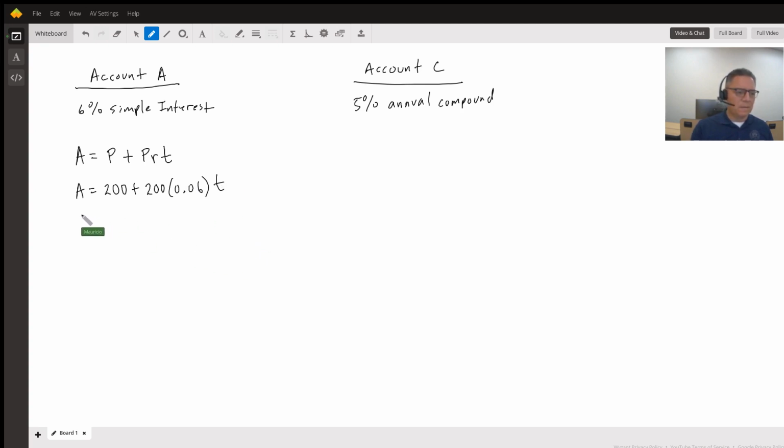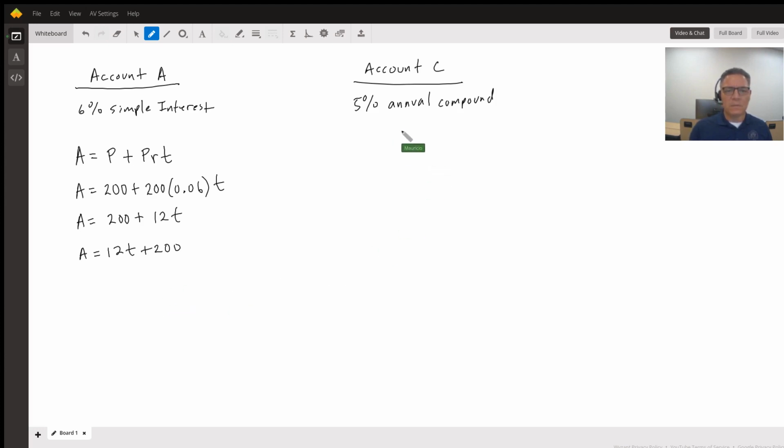And so if we simplify this, we get that A equals 200 plus 200 times 0.06, that's 12T. So this is our function, 12T plus 200. This is a linear function. This is how we find the future amount in account A after T years.